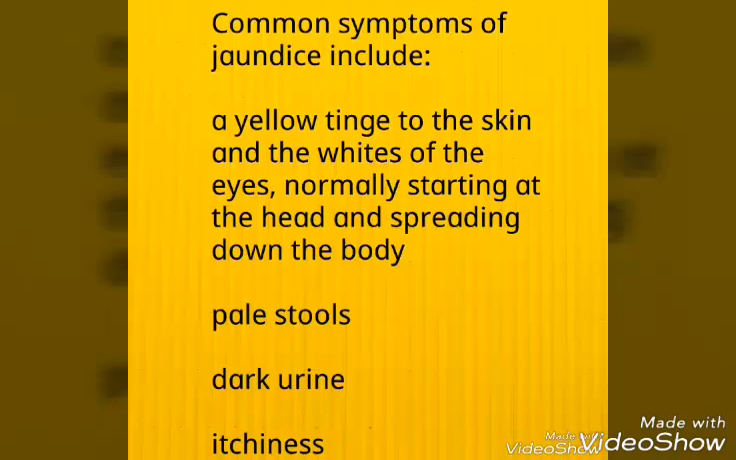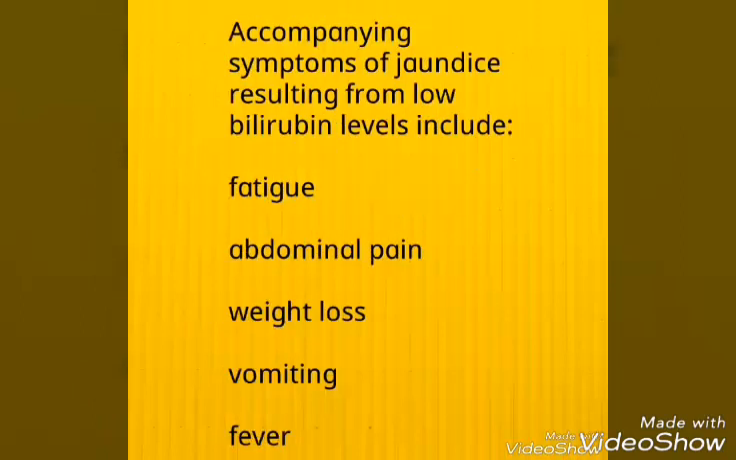Common symptoms of jaundice include a yellow tinge to the skin and the whites of the eyes, normally starting at the head and spreading down the body, pale stools, dark urine, itchiness. Accompanying symptoms of jaundice resulting from underlying causes include fatigue, abdominal pain, weight loss, vomiting, fever.